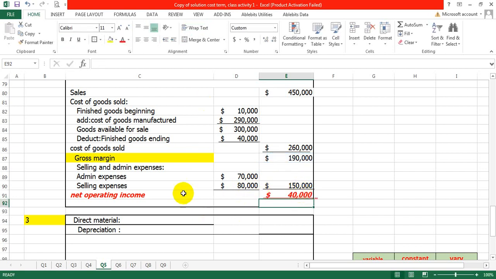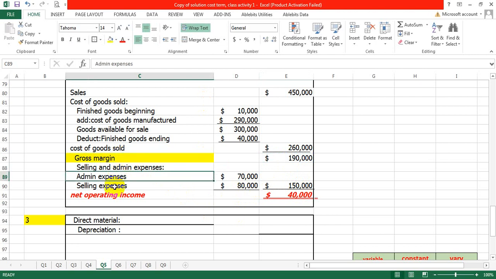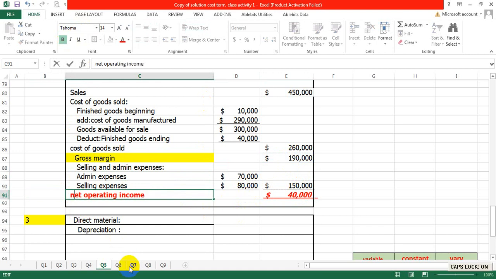How I got 40,000? ग्रॉस मार्जिन में से एडमिन और सेलिंग एक्सपेंस को हम क्या करेंगे? माइनस कर देंगे, राइट? सो व्हाट वी विल गेट? वी गेट नेट ऑपरेटिंग इनकम, राइट? Net operating income, right? 40,000.